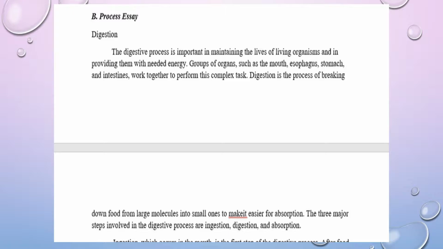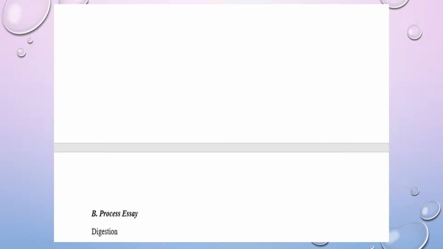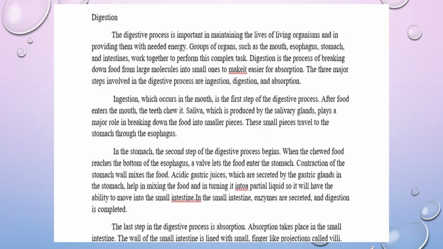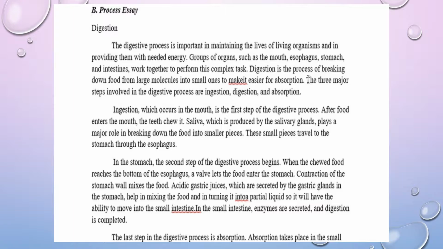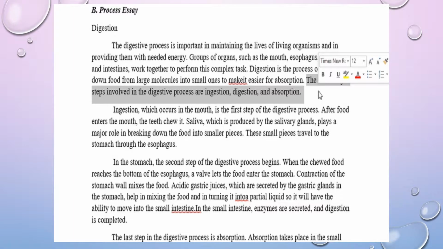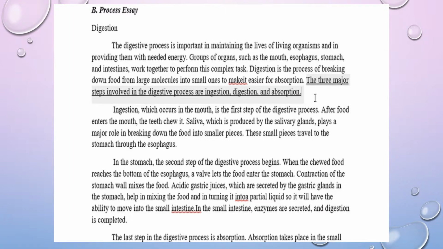Okay, and so the name of this process essay is digestion. Let's look at the thesis statement. Remember, your thesis statement is traditionally the last sentence of the opening paragraph. So, your thesis statement here: the three major steps involved in the digestive process are ingestion, digestion, and absorption. Okay, remember that every type of essay will have signal or clue words that indicate this is the type of essay we're talking about. For the process essay, we have words like steps, stages, development, cycles, and process.